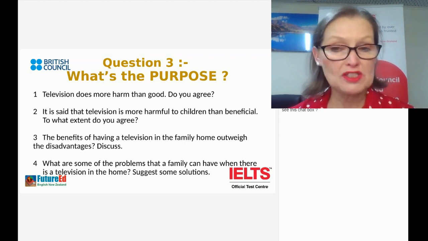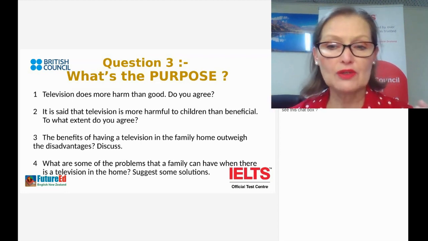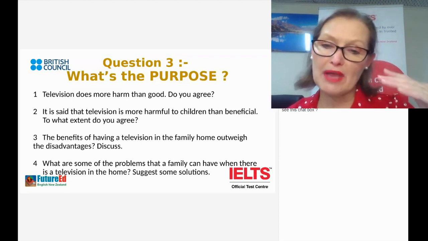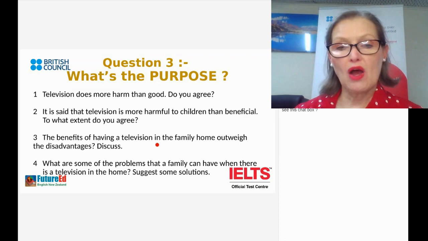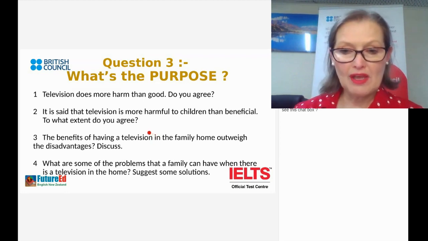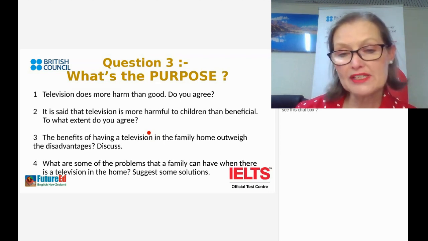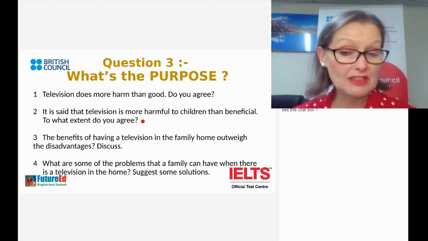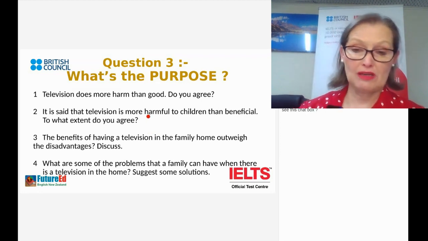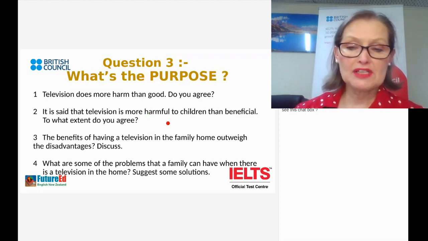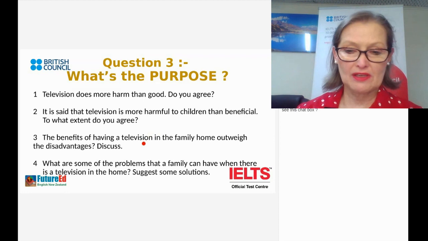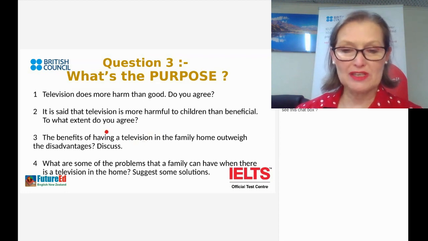If your question says, is it more harmful to children, then you need to come up with 2 or 3 main ideas that only talk about children. But if they give us family, then it's much broader, and then I can come up with 1 idea about children, 1 idea about Dad, and 1 idea about Mum. So that's a broader topic to write about. Let's move on to the next question.